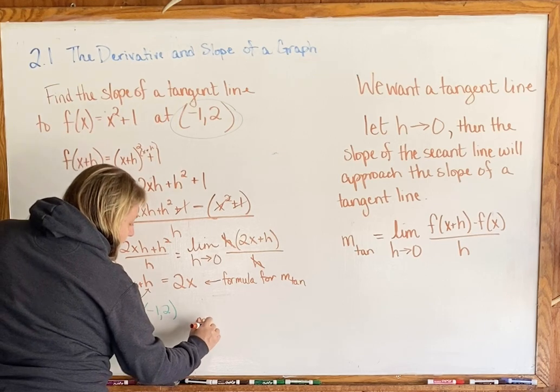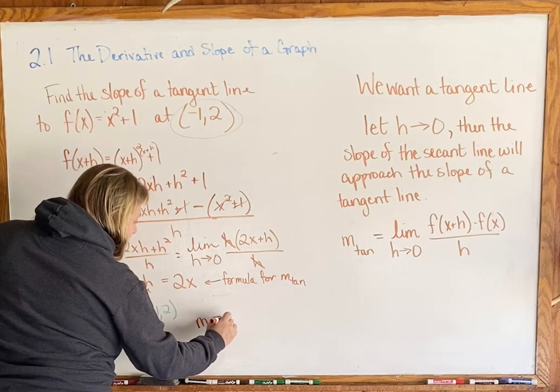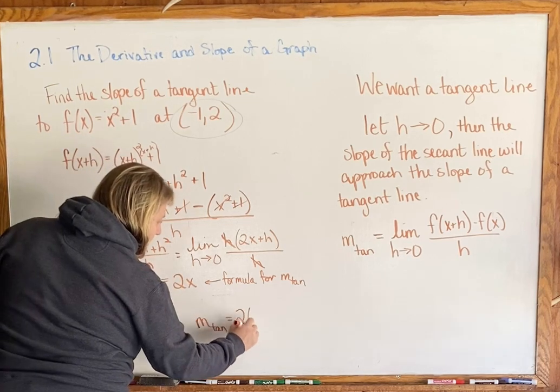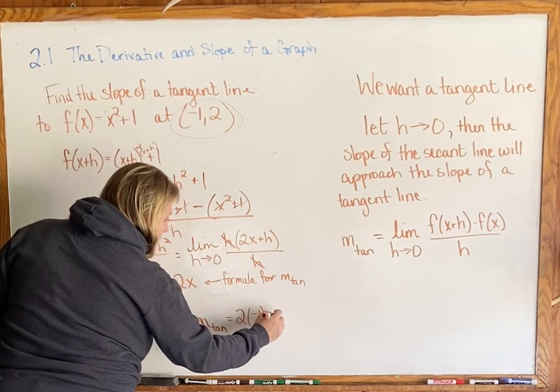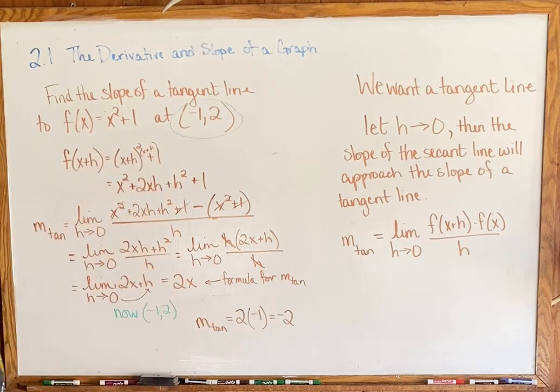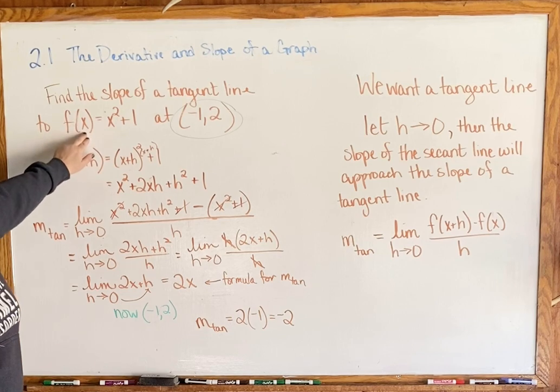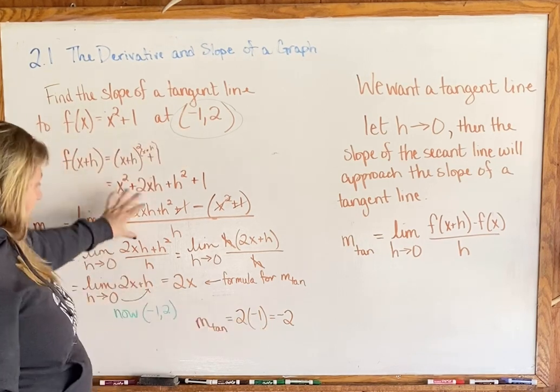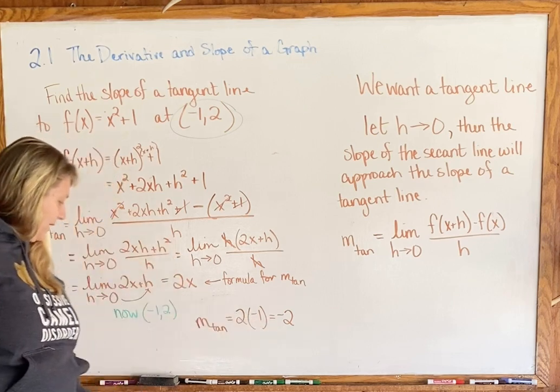We're going to say that m tangent is equal to, we'll take this -1 and plug it in there, 2 times -1, which will be -2. So the slope of the tangent line to this graph at this point is -2. So it took us a little bit of work to get there, but we finally got there.